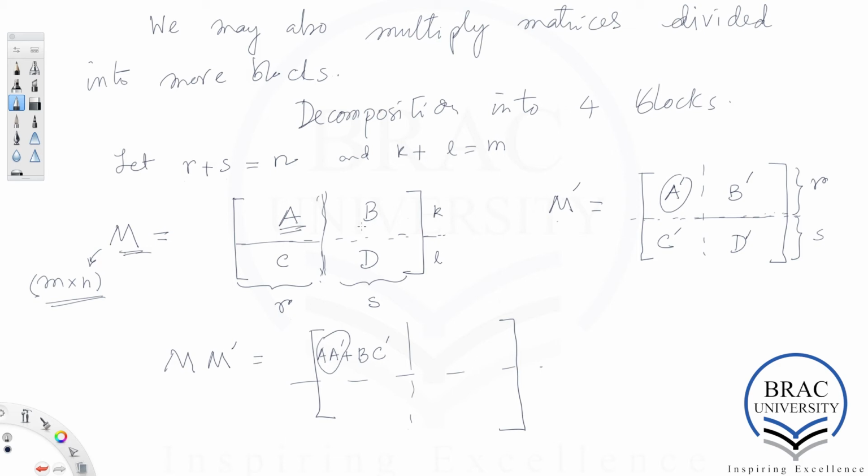And BC prime makes sense since the number of columns for B is going to be the number of rows in C prime, which is S, right? So here we are going to have AB prime plus BD prime. Here we are going to have CA prime plus CC prime. Finally, we have DB prime plus DD prime.